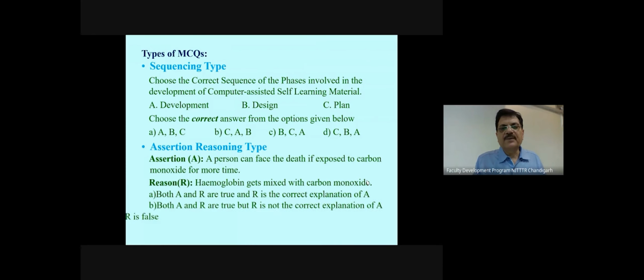Then assertion type जो है, a person can face the death if exposed to carbon monoxide for more time. Reason is hemoglobin gets mixed with carbon monoxide. So both A and R are true, and R is the correct explanation of A. Both A and R are true, but R is not the correct explanation of A. A is true, but R is false. A is false, but R is true. ठीक है, तो ये क्वेश्चन भी बनाए जा सकते हैं.